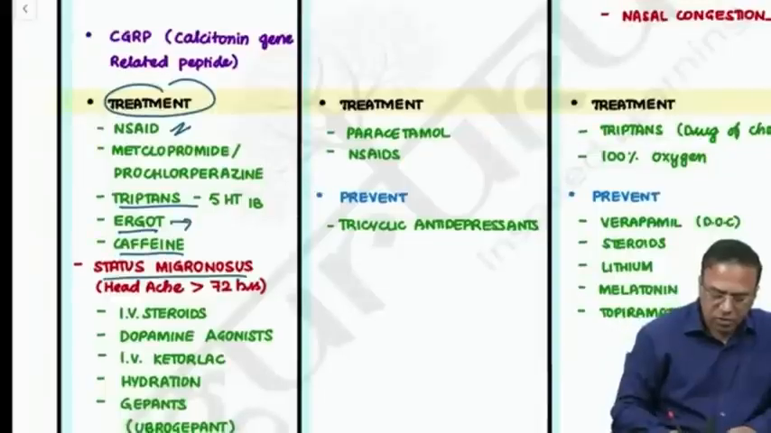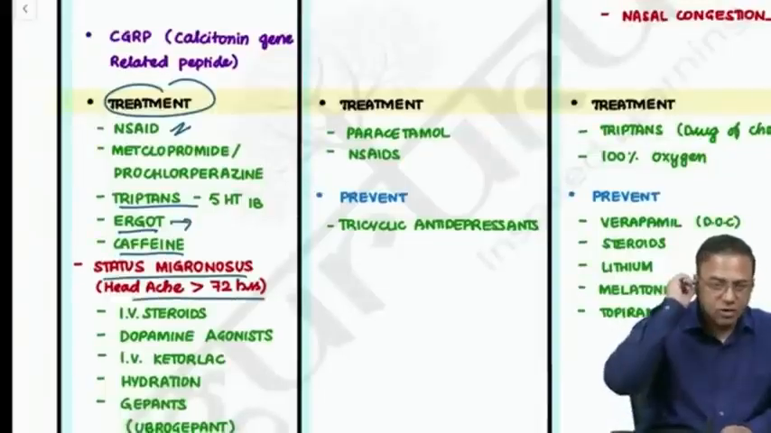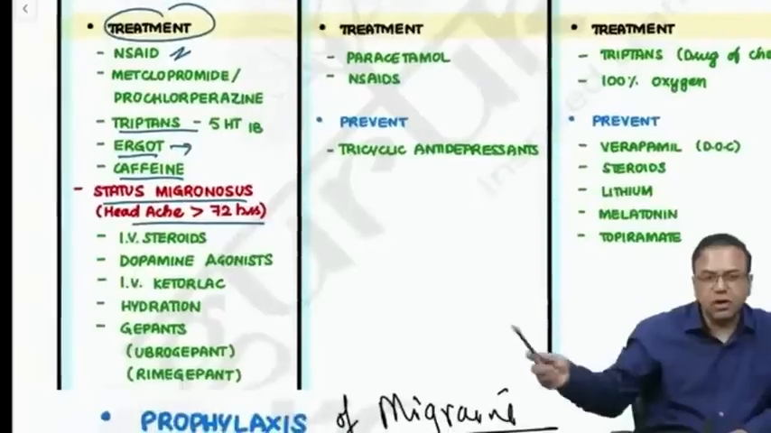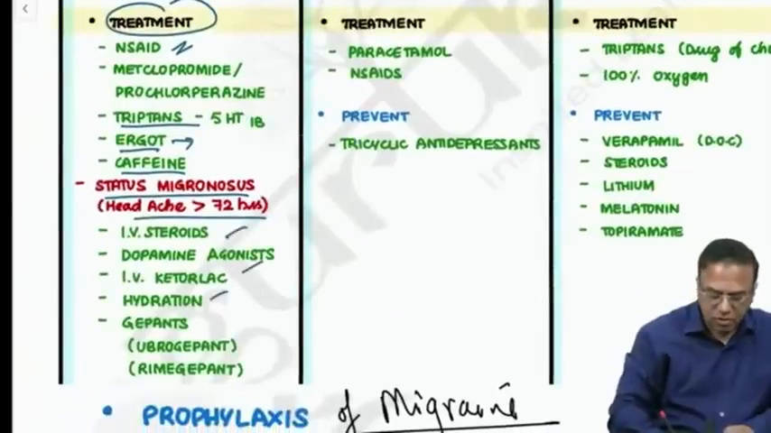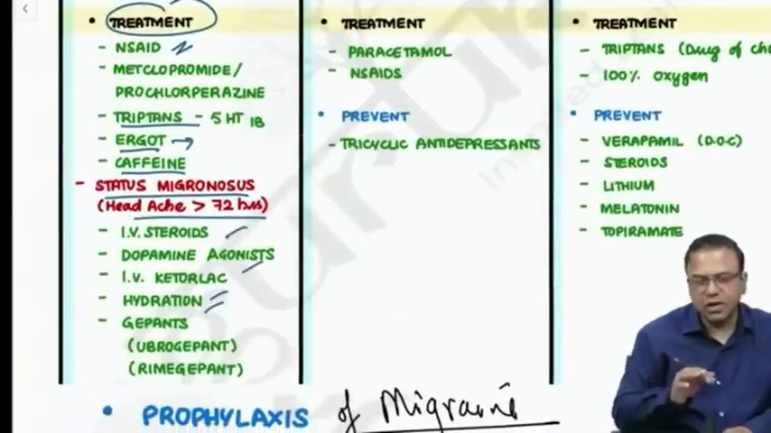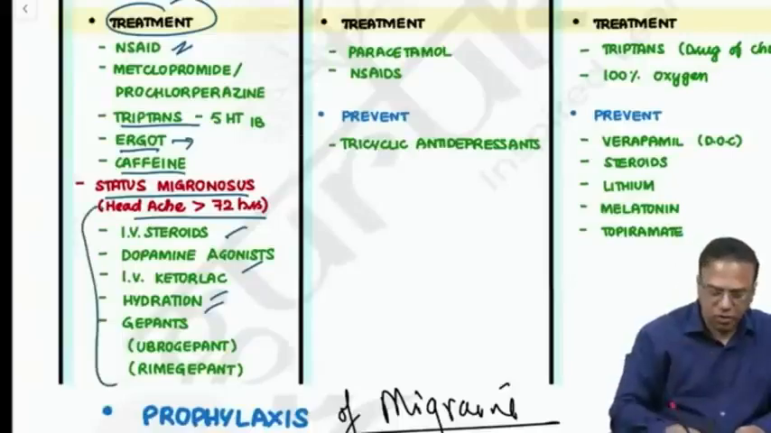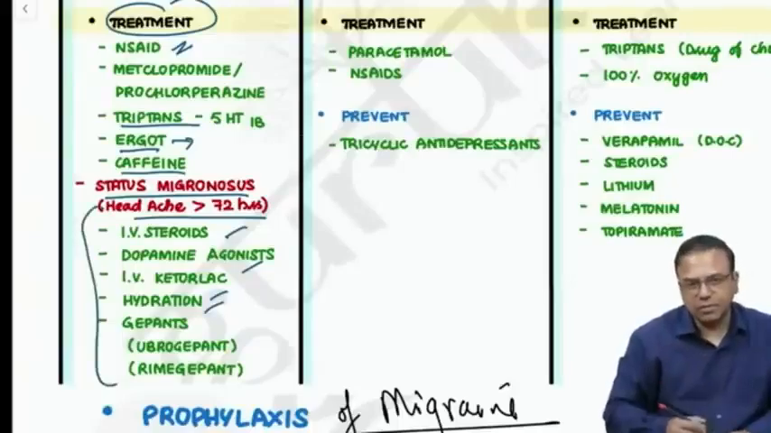Patient has status migrainosus, that is headache lasting more than 72 hours. And you can use steroids, you can use dopamine agonists, you can use ketorolac, hydration. Main point is in a status migrainosus, avoid opioids. That's the main question they'll ask in the exam. Don't go for opioids. Okay, but you can use other things.